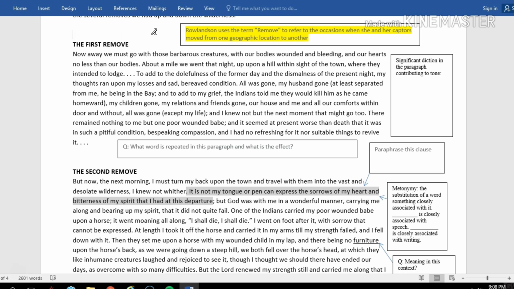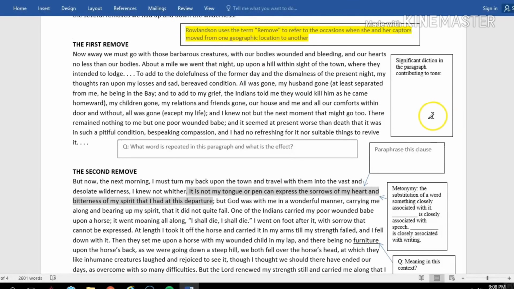All was gone. My husband was gone, well, at least separated from me, he being in the bay, and to add to my grief, the Indians told me they would kill him as he came homeward. My children are gone. My relations and friends are gone. Our house and home and all of our comforts within the door and without, all was gone, except my life. And I knew not but the next moment that might go too. There remained nothing to me but one poor wounded babe, and it seemed at the present worse than death, it was in such a pitiful condition, bespeaking compassion, and I had no refreshing for it, nor suitable things to revive it.